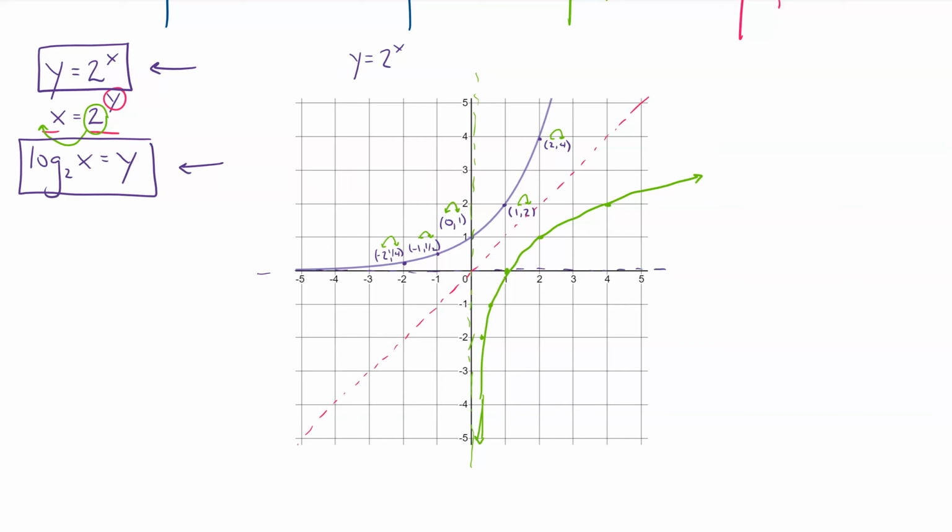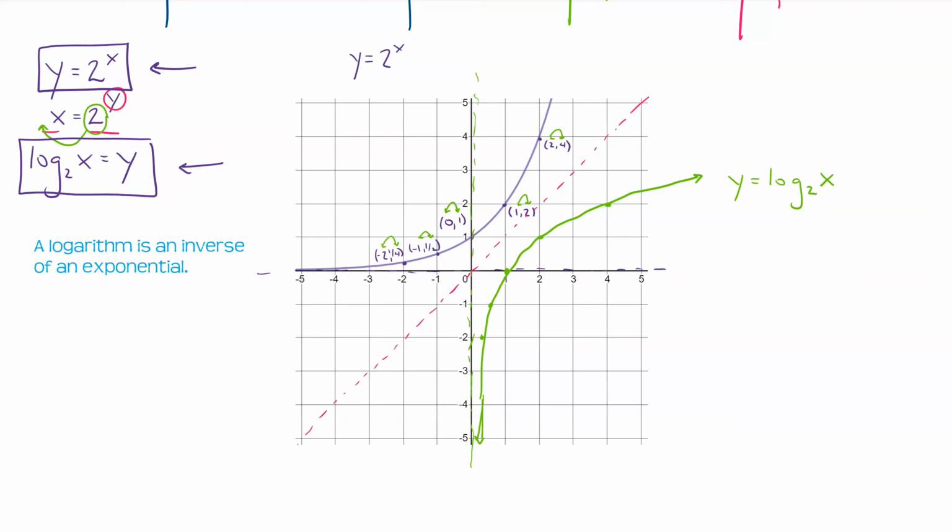And this is where we find a definition of a logarithm. A logarithm is the inverse of an exponential. And an exponential is just an inverse of a logarithm. Again, a logarithm is an inverse of an exponential. And we have found that this green function is the function y equals log base 2 of x.